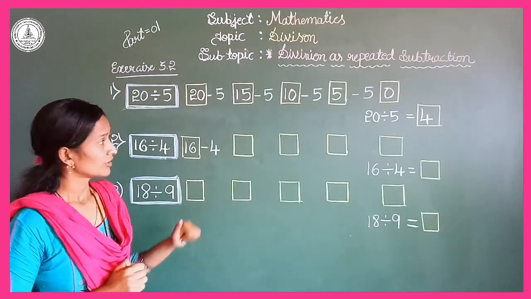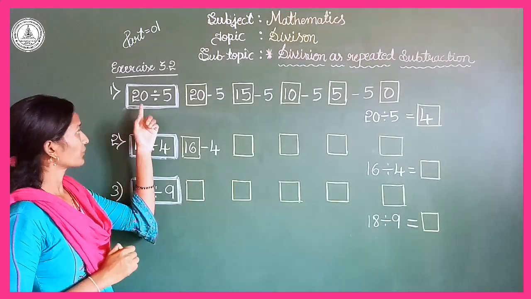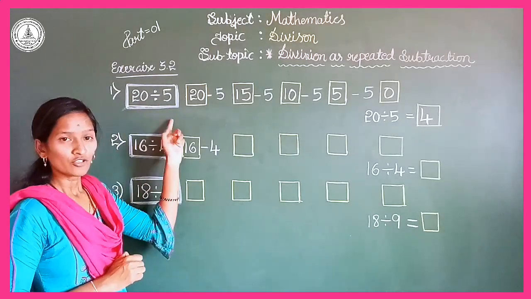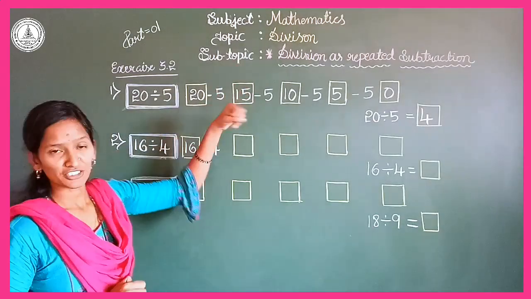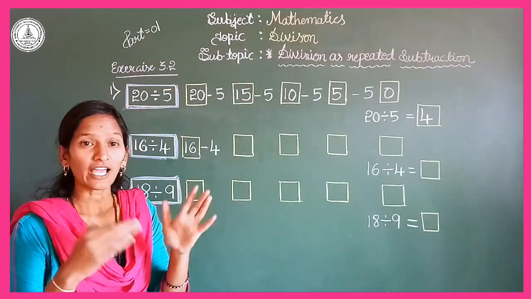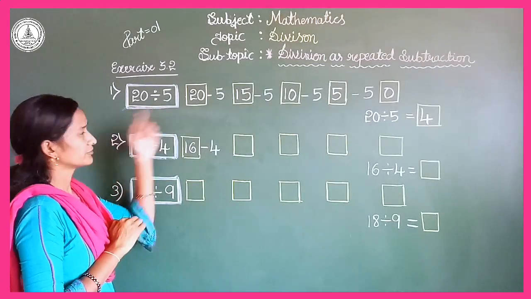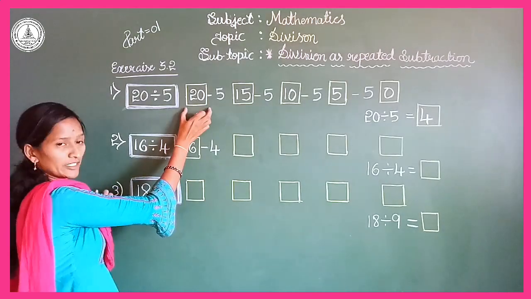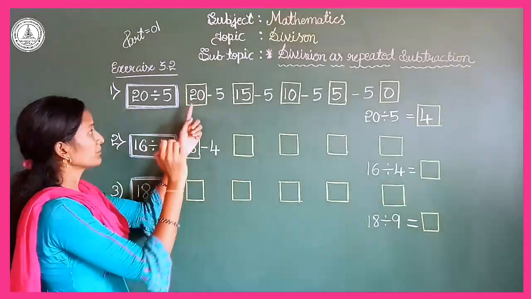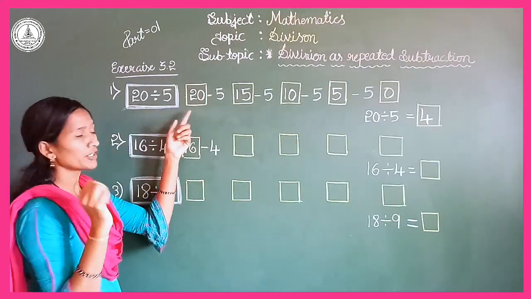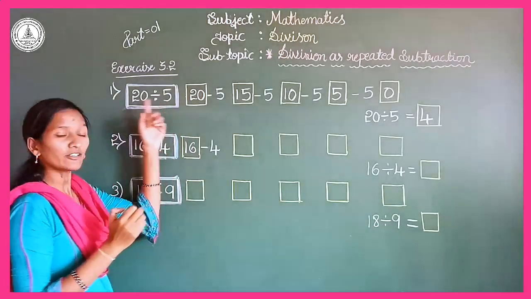So students, see here the first problem is 20 divided by 5. Here they already finished the problem, so once again I will explain this. See here, 20 divided by 5. First take the big number, that is 20. From this number we have to subtract the number 5.